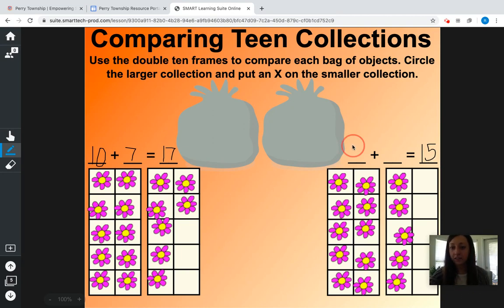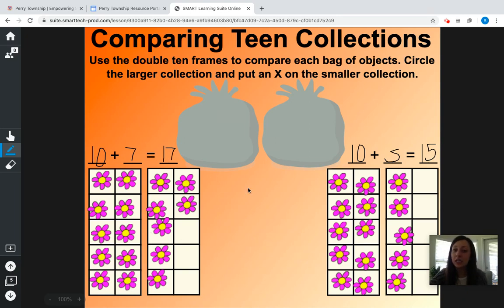10. Okay, it's completely full, so we know that means there are 10. We can say that right away. Okay, next one. How many do I have in my second 10 frame? 5. 10 plus 5 equals 15. Nice job. Okay, so what I want to do is compare the two.